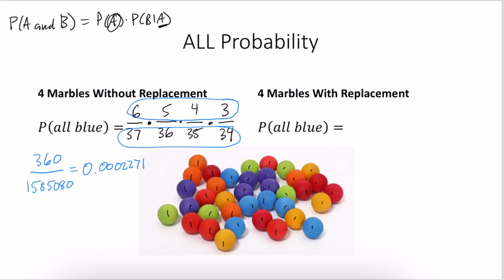And if you did a situation where you were drawing marbles, but you put the marble back in every time you drew one, that calculation would be a little bit different because you would have 6 out of 37 for the probability that the first marble is blue. But then the second marble's probability would also be 6 out of 37 because you put your first marble back into the pile, which means it's still an option to select that blue marble again.